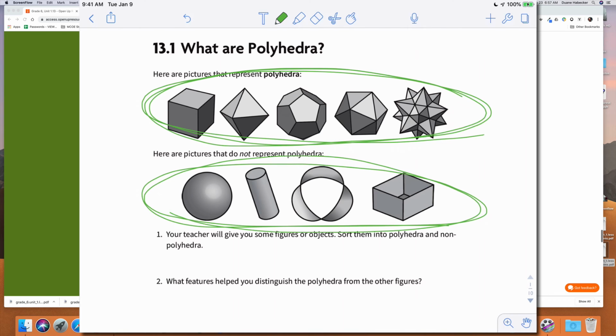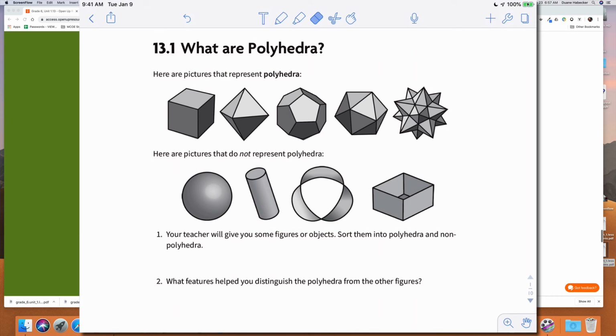Now, just take a look at these things. Take a look at all these polyhedra and all these things that are not. What are you noticing about a polyhedra? What does it take to be a polyhedra? Well, it doesn't have to look like a, I'm putting in air quotes, normal shape like a cube. It can look pretty funky.